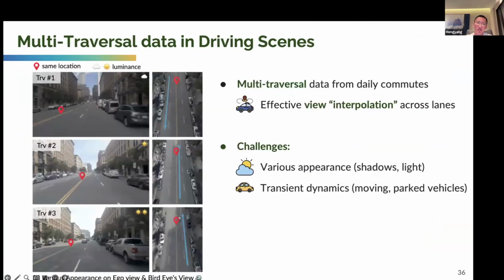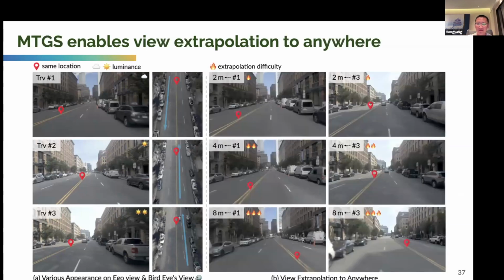So how are we going to solve this? So here, this is a teaser figure in the original arXiv paper. We just released it like 3 months ago. So multi-traversal data from daily commutes. I mean, for the single pathway, like from your work to your daily home, right? So, for the same road, you can commute multiple times. So we can collect this data as an effective view interpolation across lanes. But there are going to be lots of challenges. For example, the various appearances such as shadows and light, and also the transient dynamics. For example, the moving and the parked vehicles.